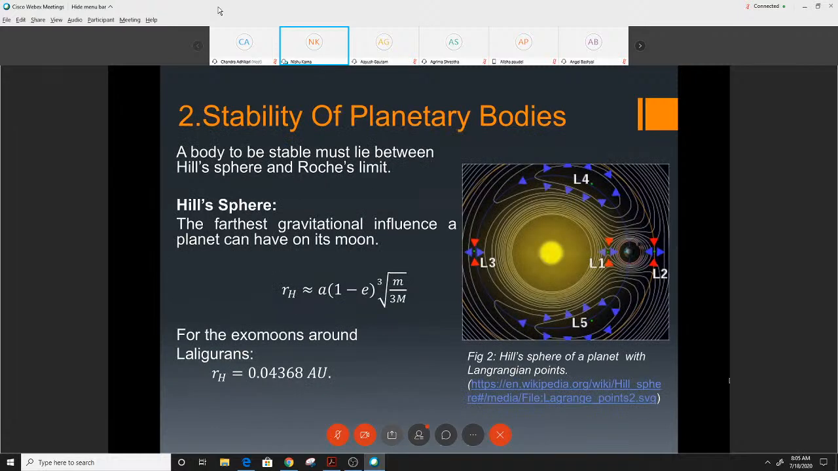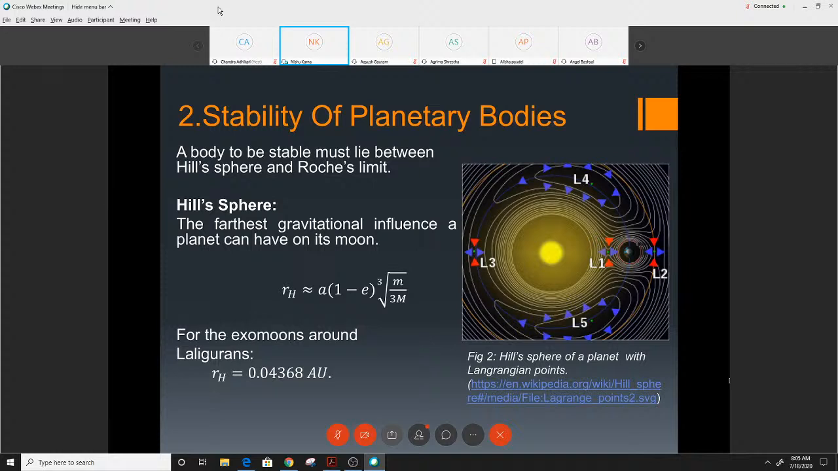For a body to be stable, it needs to be located between the Hill's sphere and the Roche limit. Hill's sphere is the region in which the primary body dominates the attraction of the satellite. Outside the sphere, it has no gravitational influence on its satellite. If the satellite escapes from the primary body's Hill's sphere, it will be attracted by a bigger body. For instance, the Moon is revolving around the Earth because it is inside the Hill's sphere of the Earth.